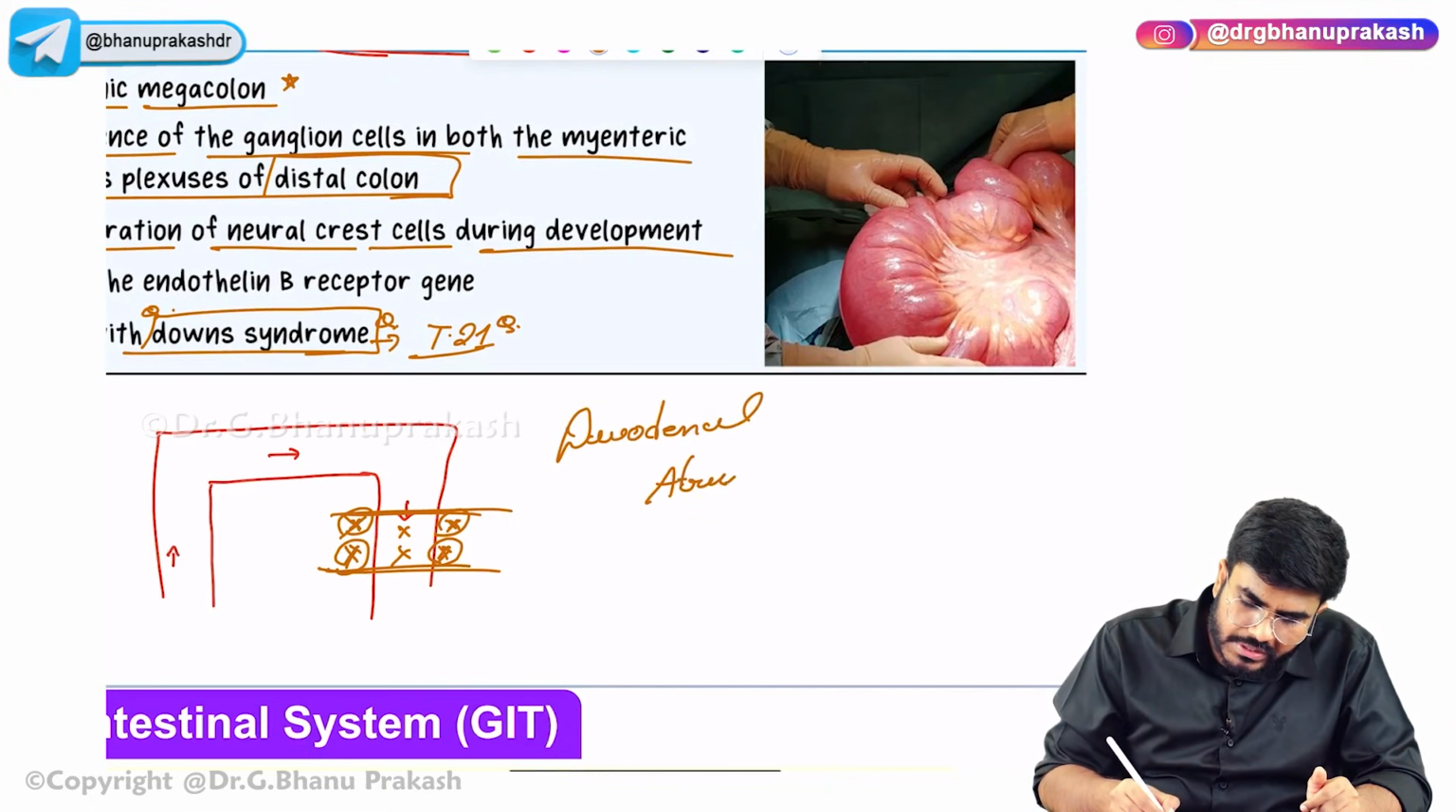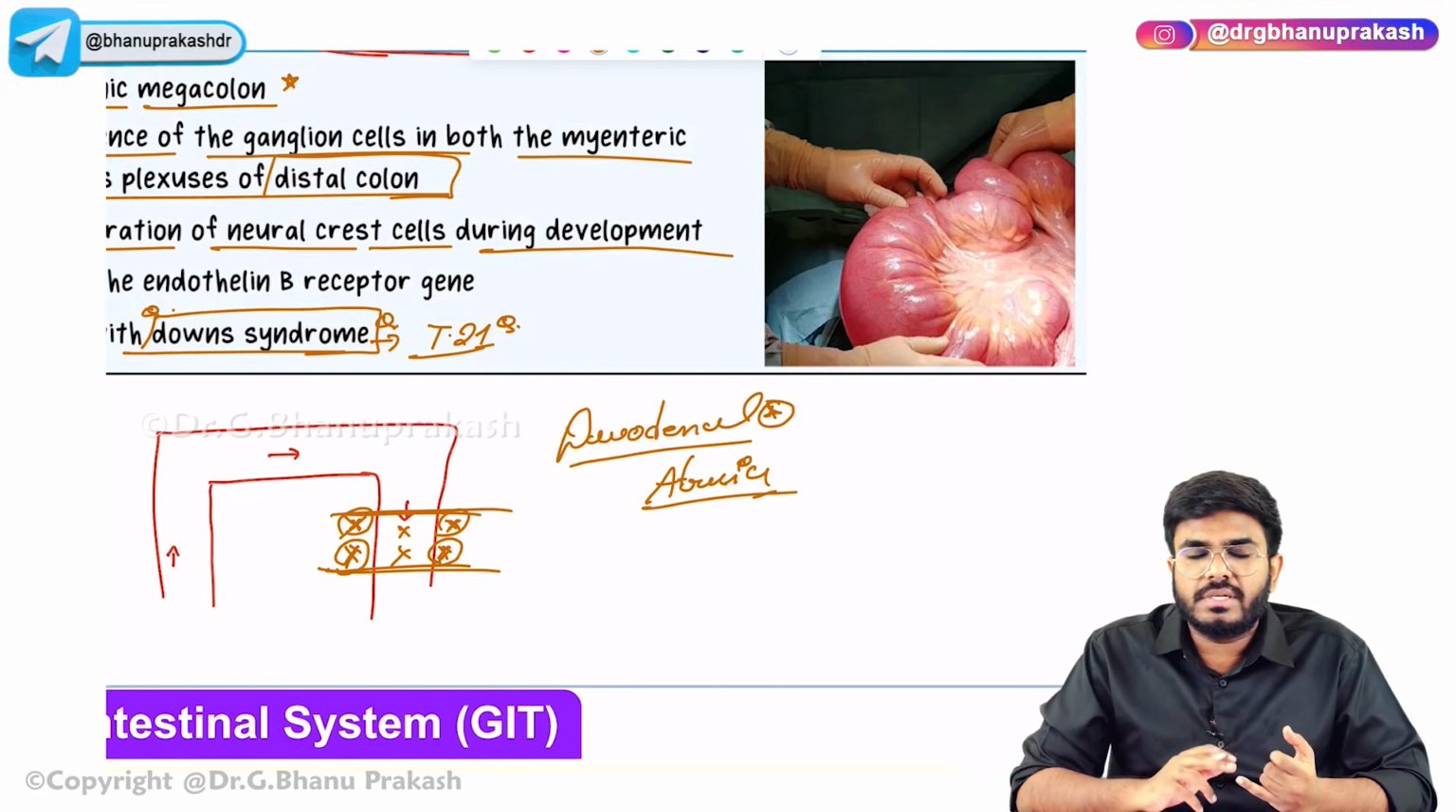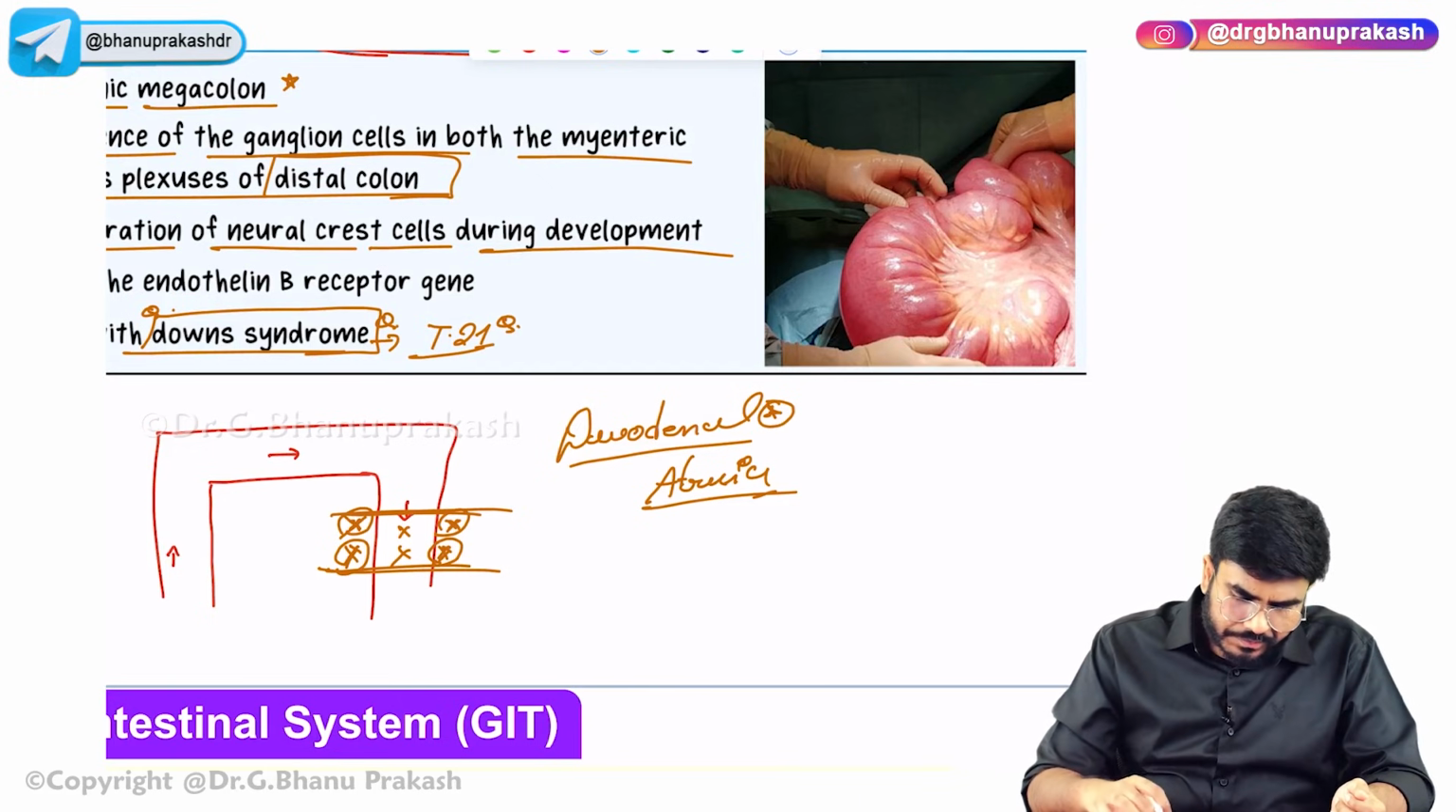Duodenal atresia. So, now tell me, this trisomy 21 Down's condition is associated with which GIT abnormalities? One is Hirschsprung disease, which can be seen with them, and duodenal atresia can also be seen with them.